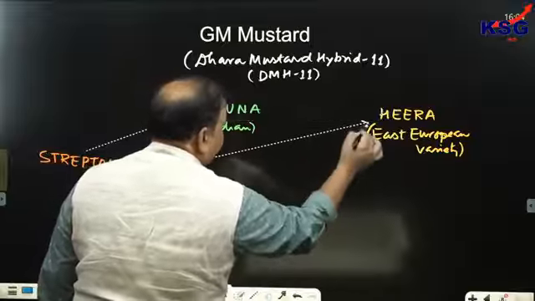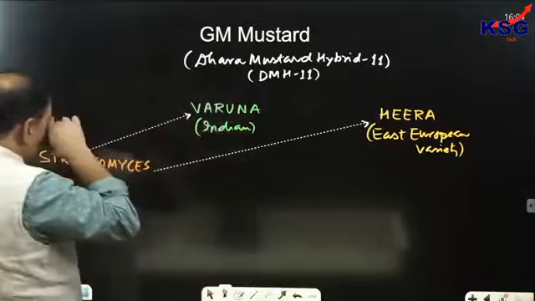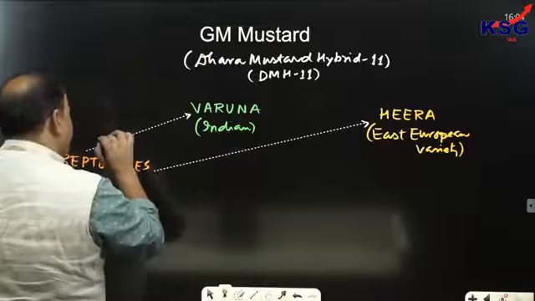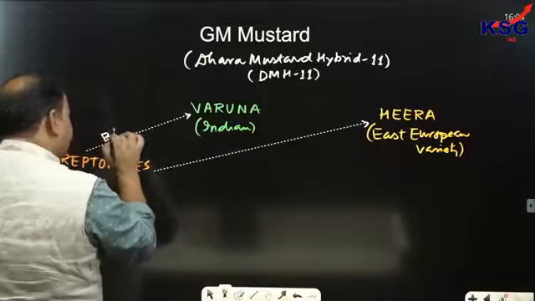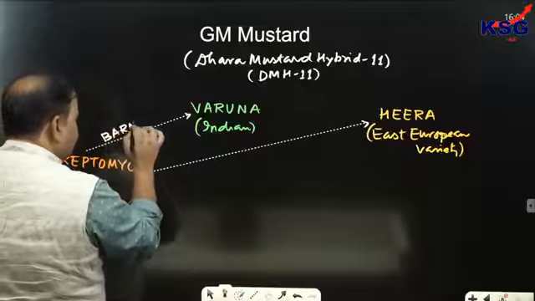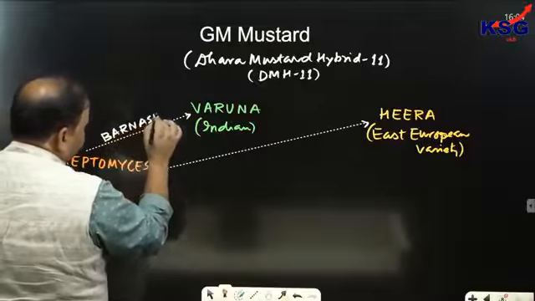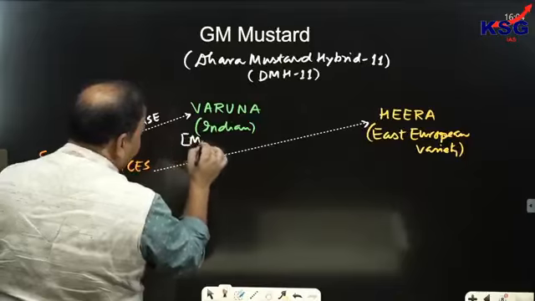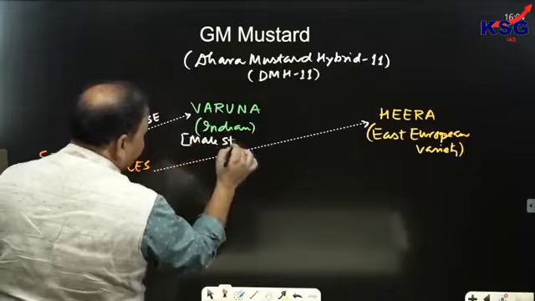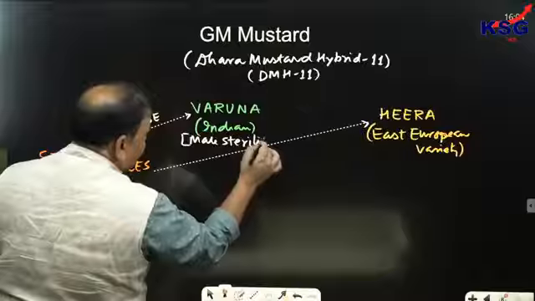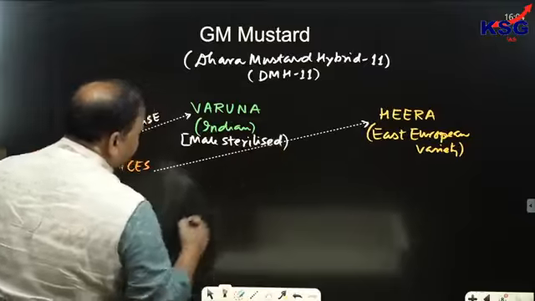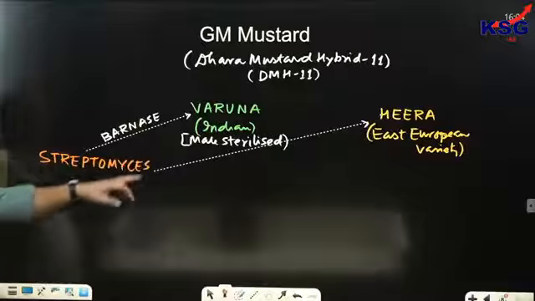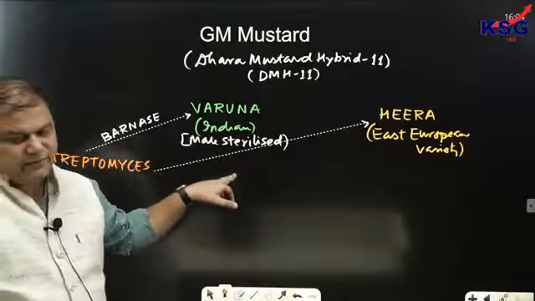Clear? Now, the gene which was transferred from Streptomyces to Varuna is called Barnase. And the purpose was to make it male sterile. Male sterile means, if you see the four whorls of a flower, the androecium is the male part. So the androecium would become inactive. What would be active is the gynoecium only.